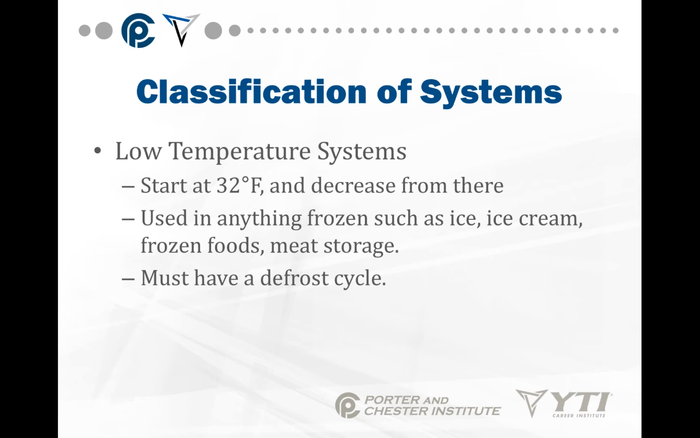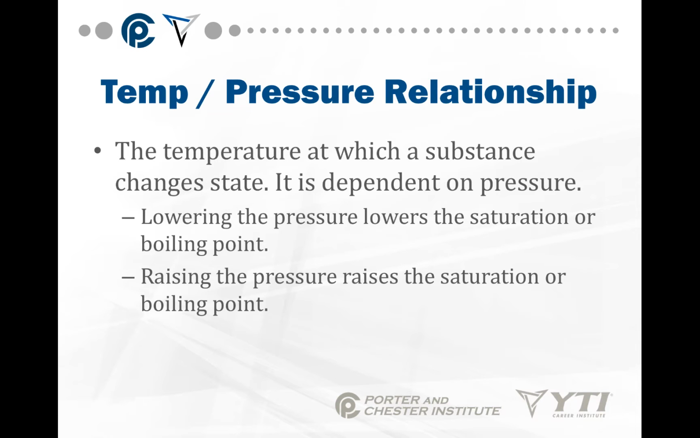Low temperature systems start at 32 degrees and decrease from there. It's used for things like ice cream, frozen meats, and meat storage. Now the key thing about low temperature refrigeration is we have to defrost the evaporator coil on occasion. The evaporator coil is going to start building up ice as it cools, just from the moisture in the air from opening and closing the door. So every so often we have to defrost the evaporator coil using a defrost cycle. We shut everything down, figure out a way to heat the evaporator coil, melt the ice off of it, then restart everything after the water flows away.